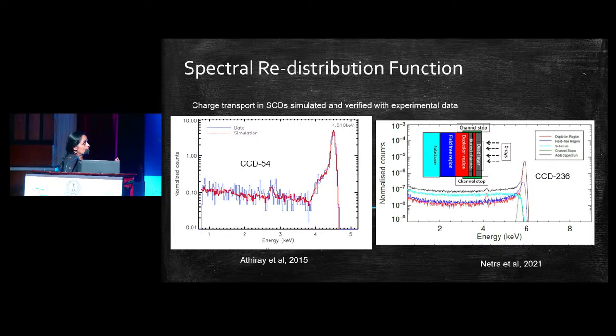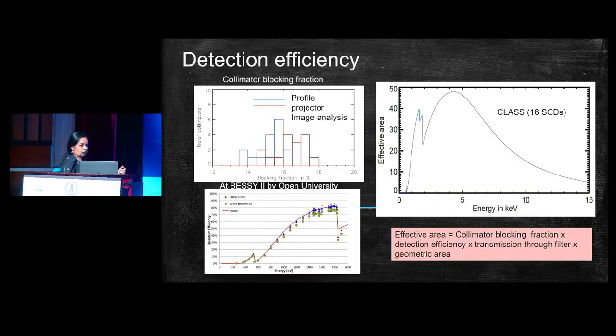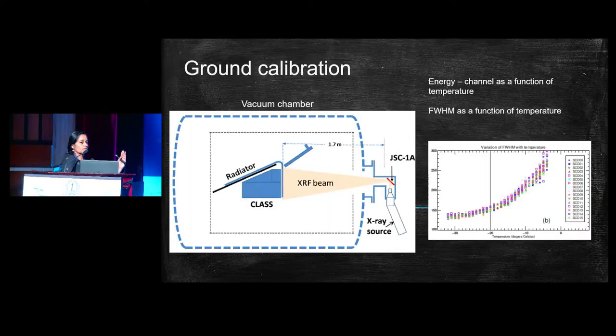Here what is shown is how the spectral energy distribution differs at the different structures in the SCD. It's these models that we have used for the response matrix of the instrument. We independently also looked at the collimator blocking fraction. The detection efficiency of these devices was measured at a synchrotron facility, BESSY II in Germany, in collaboration with the Open University. So we have absolute values of the efficiency, particularly at low energies where it's very important, since theoretical calculations don't work very well there. Together, this is the effective area of the 16 SCDs. So what I mean to say is that there was a very good background on the response of the devices.